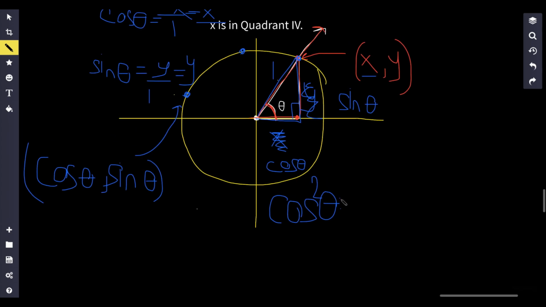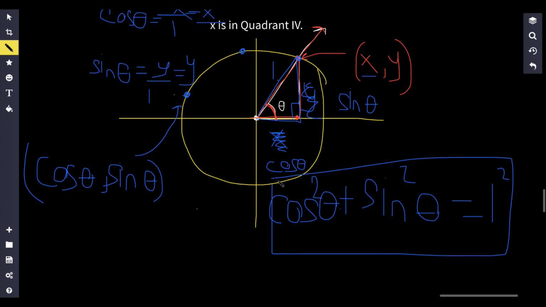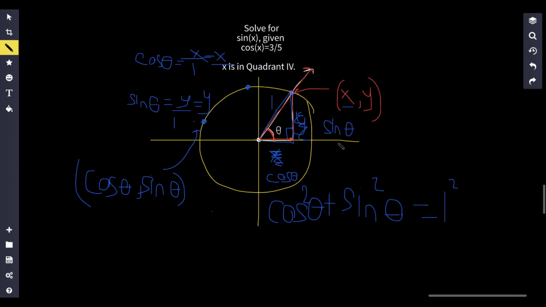So cosine squared theta plus sine squared theta. So aka cosine squared plus sine squared gives me my hypotenuse squared, or 1 squared. And this is the Pythagorean trig identity. It's just derived from the Pythagorean theorem, okay?